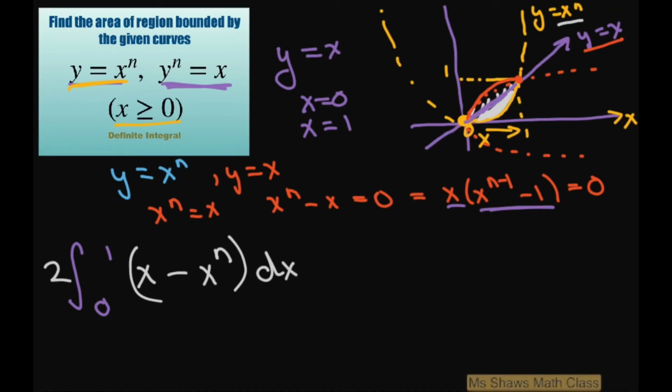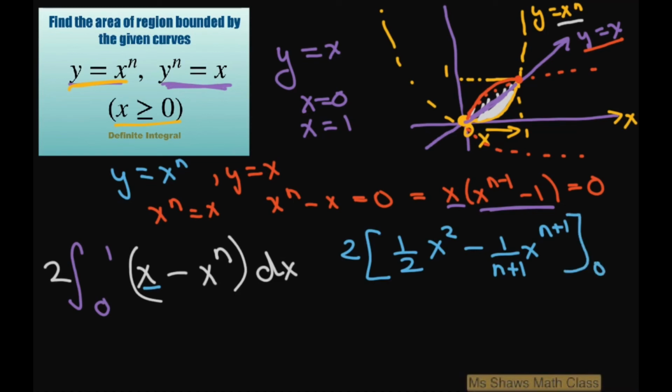All right, so this is going to give you 2 when you integrate this. This is going to be 1/2 x squared minus, and then for this piece you're going to add 1 and then divide by n plus 1. And we're evaluating it from 0 to 1. But basically we just have to do the 1 part because the 0 is going to make everything 0. So you're basically going to get 2 times 1/2 minus 1 divided by n plus 1.